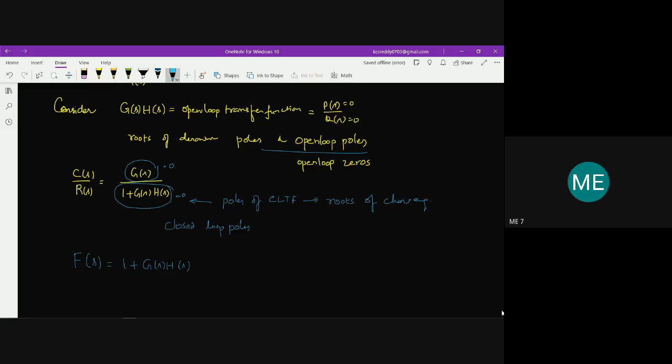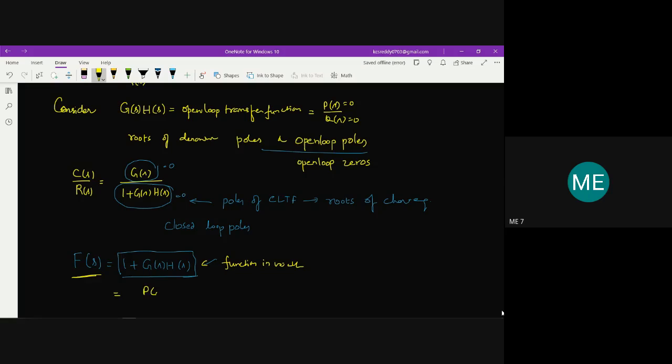If I take that as a function, here this is not taken as an equation. We should not take this as an equation. It is a function in variable s. I'm not taking this as a characteristic equation. I'm taking this as F(s), F(s) is equal to 1 plus G(s)H(s).